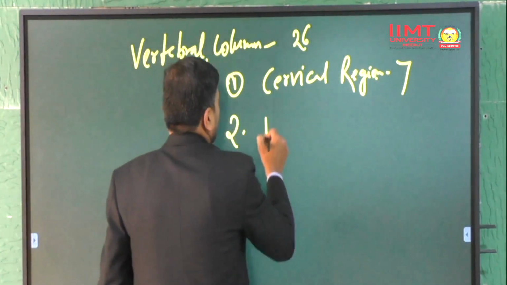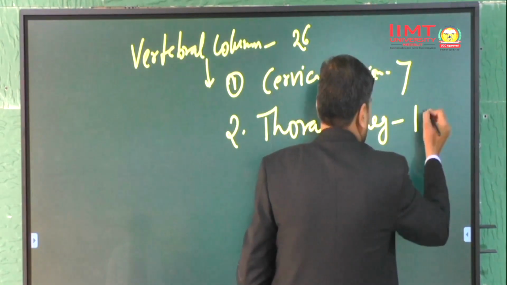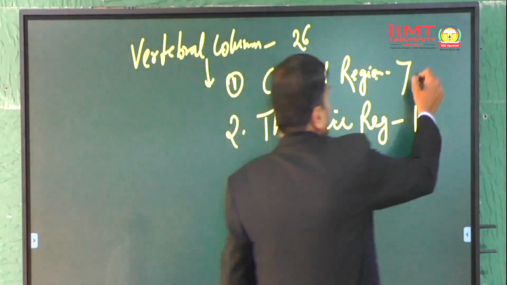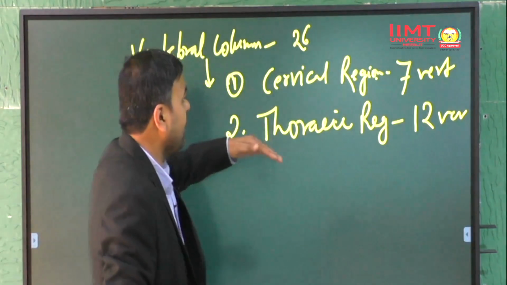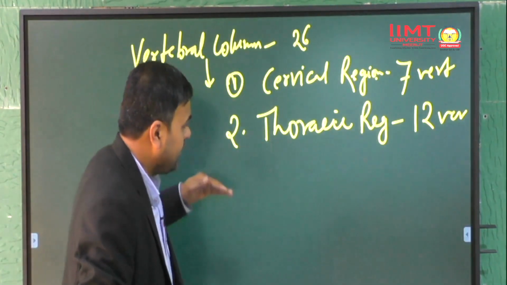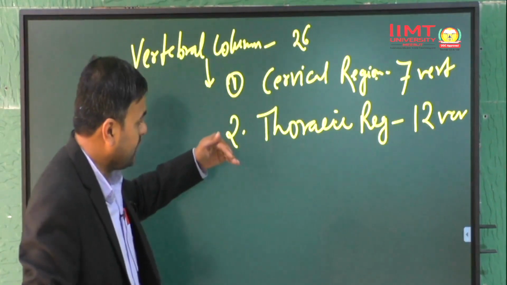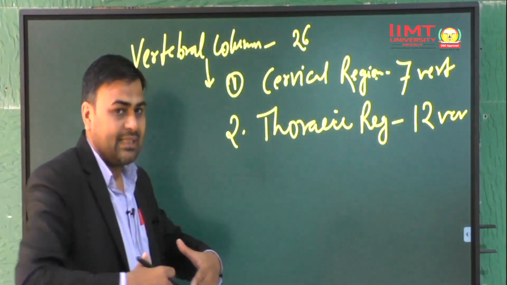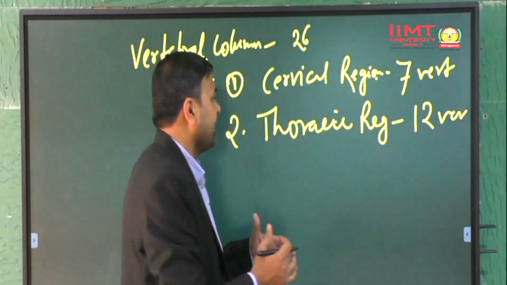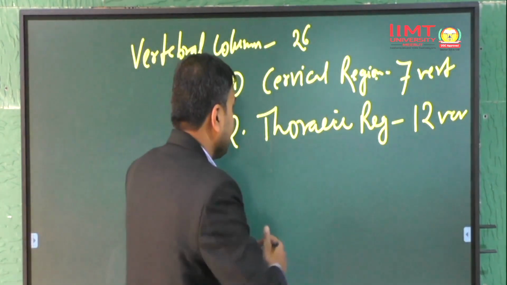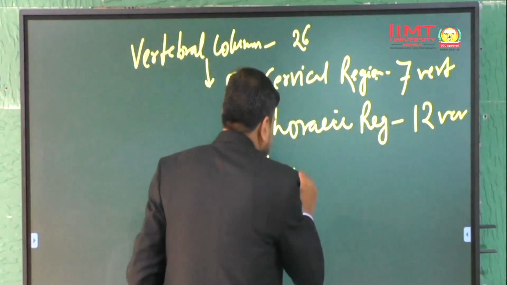Next, number 2, the thoracic region, has 12 bones, 12 vertebrae. It is found below the cervical region. Posteriorly, the ribs are directly attached to the 12 thoracic vertebrae. And if we look at the front side, they are attached to the thorax, the sternum. Clear? And this whole thing forms a cage called the rib cage. Clear? The third region is called the lumbar region.